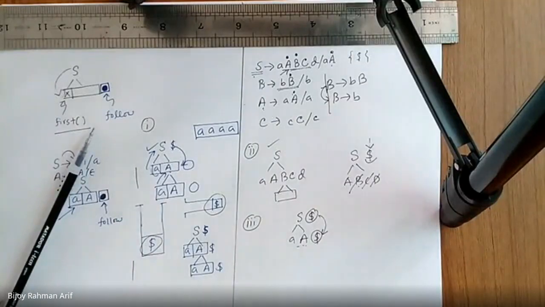So for finding follow, at first it is better to find first. After finding first, finding follow becomes quite easy. But what is the problem? All these 3 rules have a problem. All these 3 rules are recursive. You have to apply them again and again. Am I right? Yes, sir.